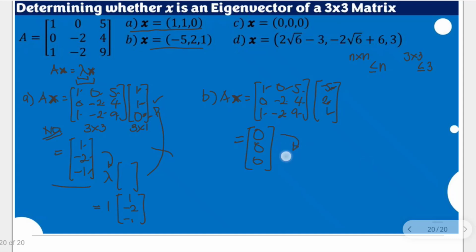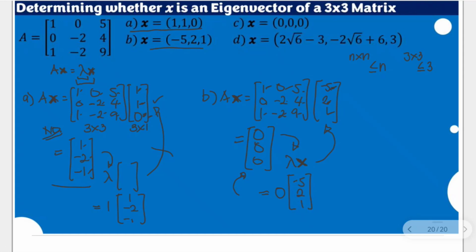Let's try to examine if we could represent it like this: lambda times x, where x is our vector here. Do you think there is a certain lambda that can be used here? The answer is yes. What if our lambda is 0? If our lambda is 0, that would mean whatever the entries here are, they will still return 0 as we multiply by the scalar 0. This would mean we can still accept negative 5, 2, and 1 here.